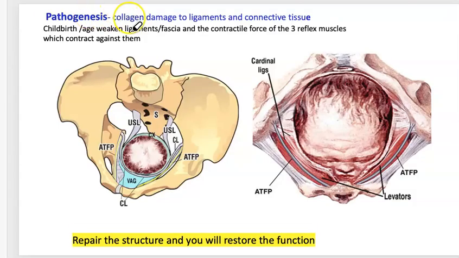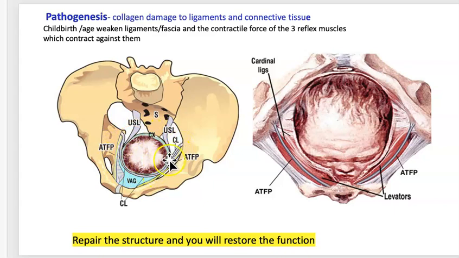Pathogenesis is due to collagen damage to the ligaments and connective tissue. So childbirth and age weaken the ligaments and fascia, and therefore the contractile force of the three reflex muscles which contract against them. Now, if you look here, the head dilates the cervix to 10 centimeters.